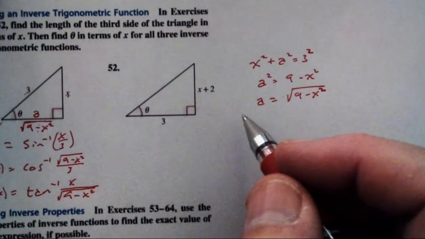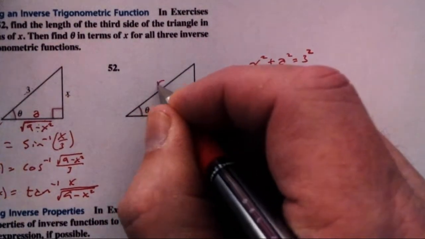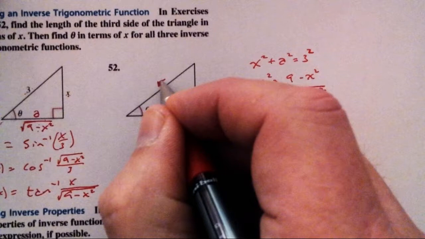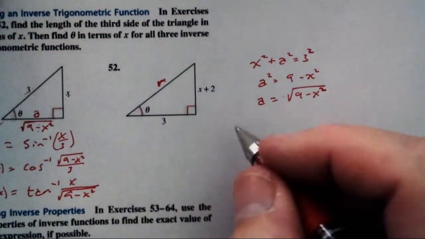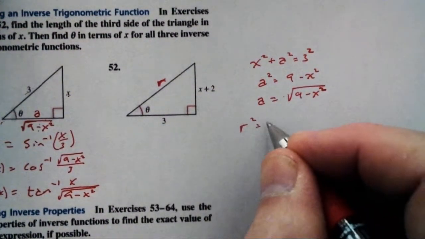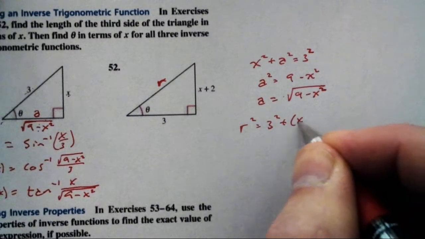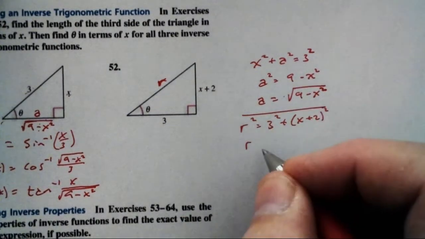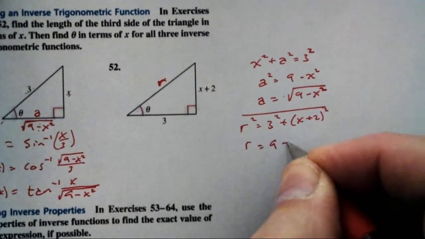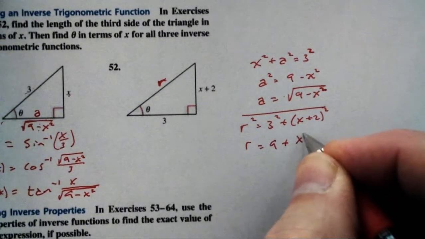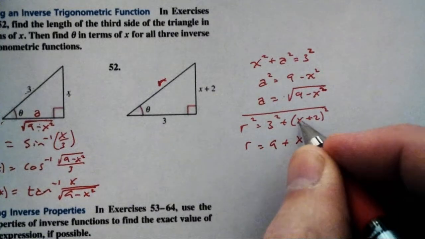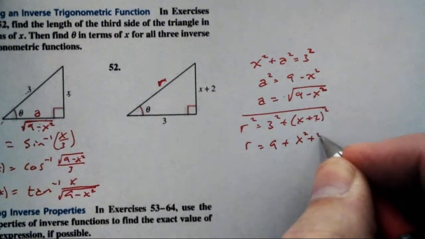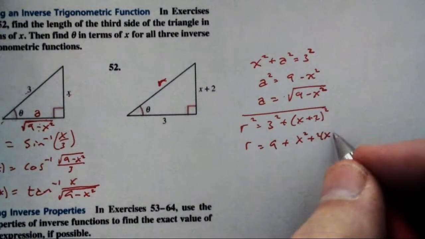Okay, let's take a look at 52. I'm going to call this r, or you could call it h for hypotenuse if you choose. But here's what we know. We know that r squared equals 3 squared plus x plus 2 squared, or r squared equals 9 plus FOILed x squared. I'm going to get 2 x's and 2 x's, and I'm going to get a plus 4.